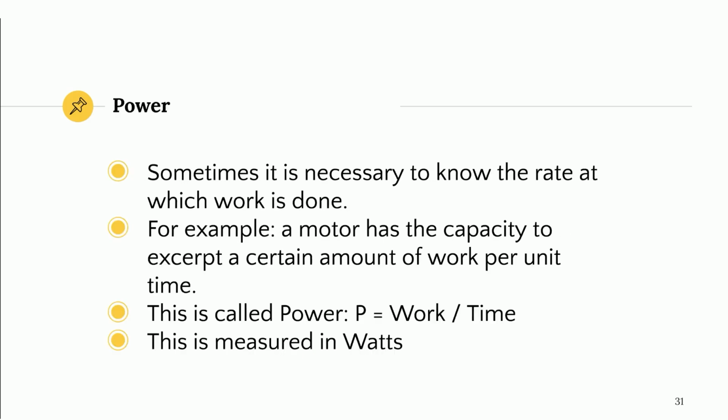What is power? Sometimes it is necessary to know the rate at which work is done. For example, a motor has the capacity to exert a certain amount of work per unit time. This is called power. Power equals work divided by time. This is measured in watts. So if you ever looked at a motor and realized it can output a certain wattage, or power, that's essentially just the work per unit time.